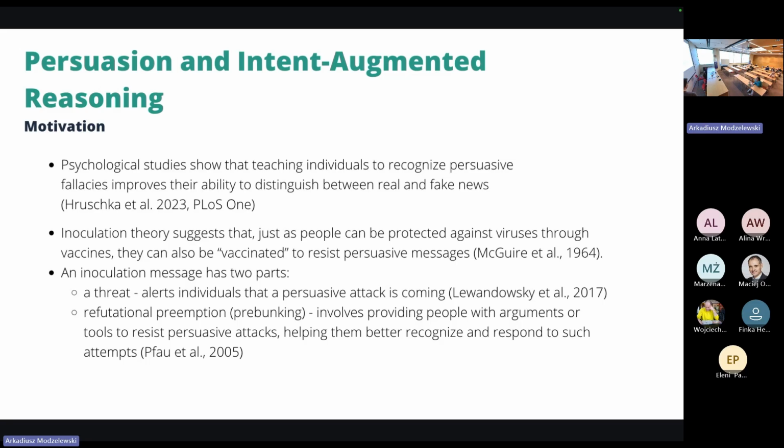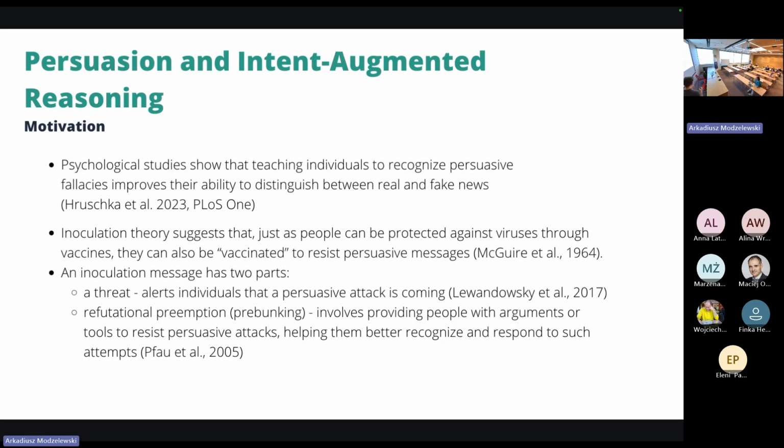But there are also different psychological studies and communication studies. In psychological studies, scientists show that teaching individuals to recognize persuasive fallacies improves their ability to distinguish between real and fakes. Moreover, in psychology and communication studies, there is something called inoculation theory. And inoculation theory suggests that just as people can be protected against viruses through vaccines, they can also be vaccinated to resist persuasive messages.